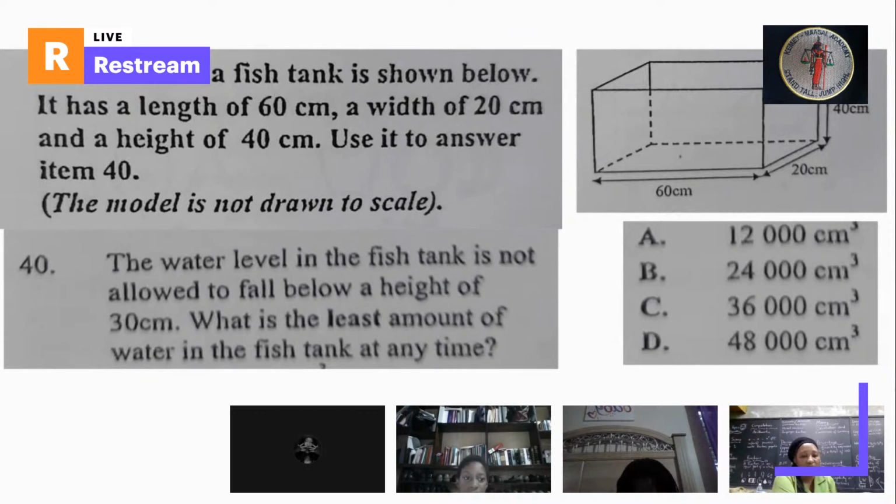You know what that would give you though, John? That would give you the volume of water if it was filled up to the brim. Miss, 36,000. Divide that by 30. The question says, what is the least amount that's in there at any time? And they don't allow it to fall below a height of 30 centimeters. So that's the least amount. The least amount it's allowed to go is 30 centimeters.